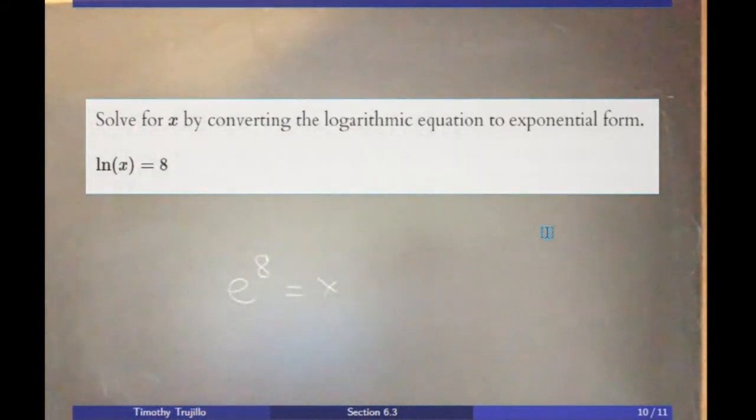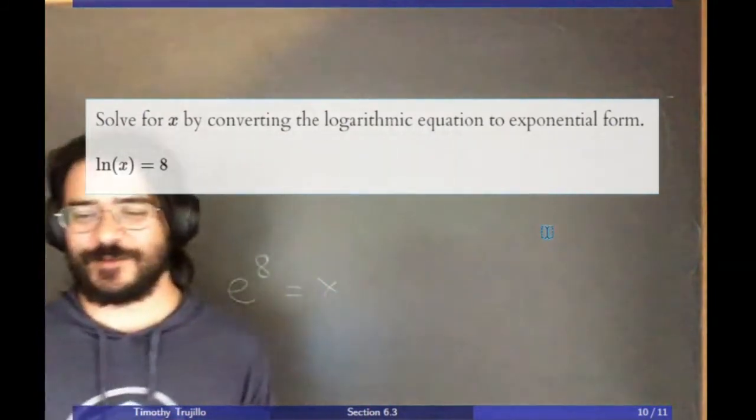It's a gigantic number. Anything to the power of 8 is usually big, especially if it's something like 2.71.